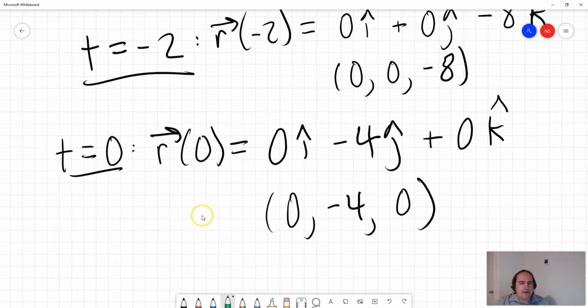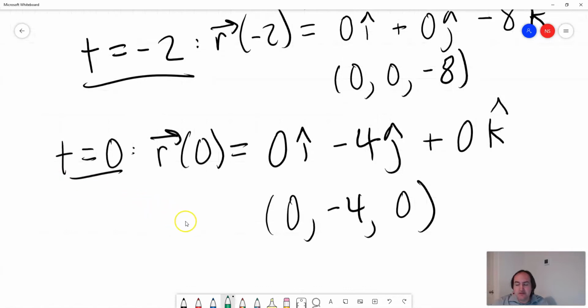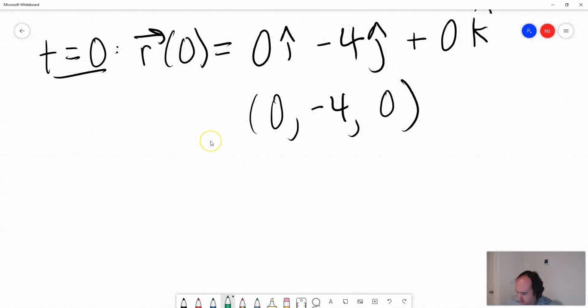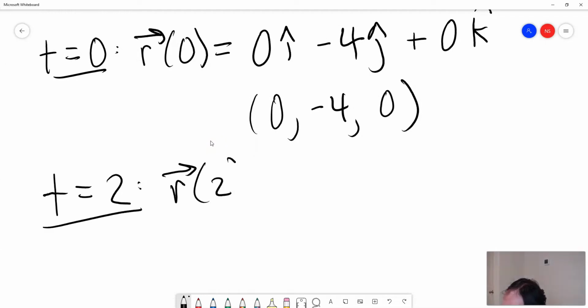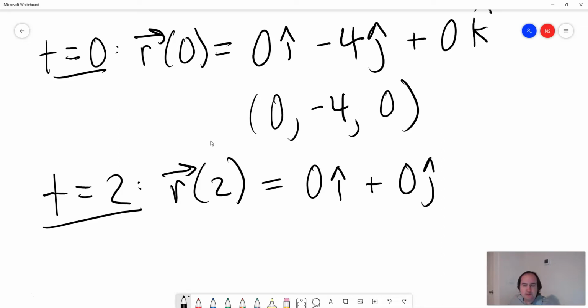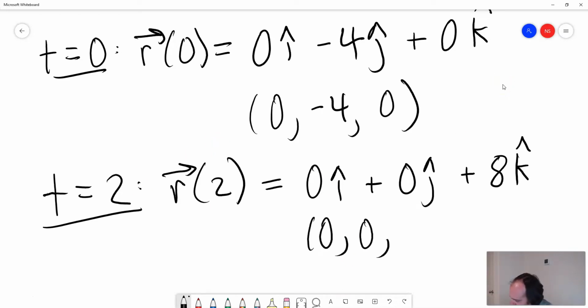Okay, so we're going to go ahead and do t equals 2, which is going to be the very end of our graph. So when t equals 2, we get r of 2, and after we plug that in, we're going to get 2 squared is 4 minus 4 is 0. So we're going to get 0i plus 0j plus 4 times 2 is 8k. Okay, so our point here is going to be 0, 0, 8.